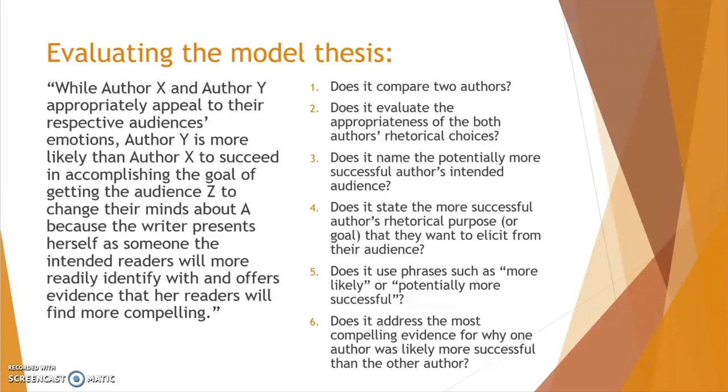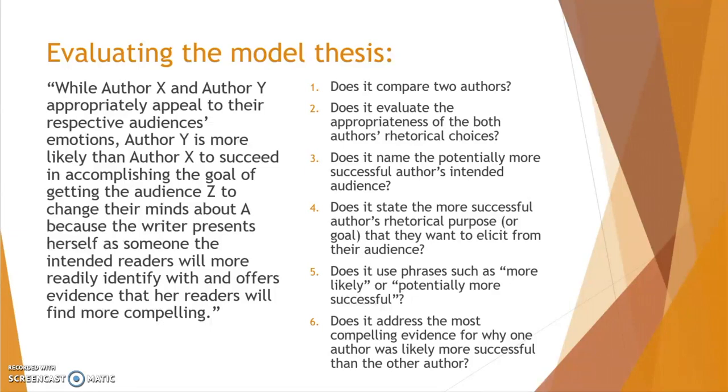Yes. Does it evaluate the appropriateness of both authors' rhetorical choices? Yes, and the model takes a side. Does it name the potentially more successful author's intended audience? Yes, once that's filled in, of course. Does it state the more successful author's rhetorical purpose or goal that they want to elicit from the audience? Yes. Does it use phrases such as more likely or potentially more successful? Yes, because we're not polling the audience to see their actual responses. We're analyzing these texts and evaluating them based on our analysis.